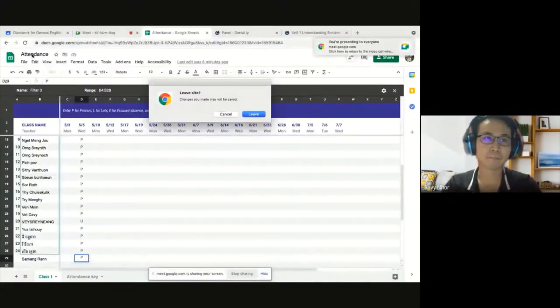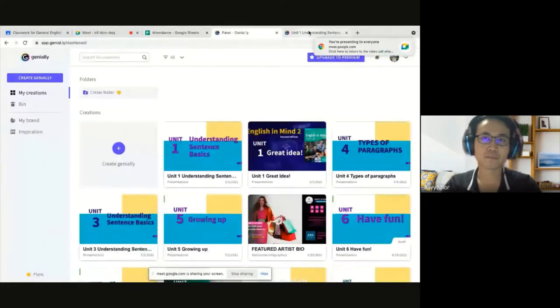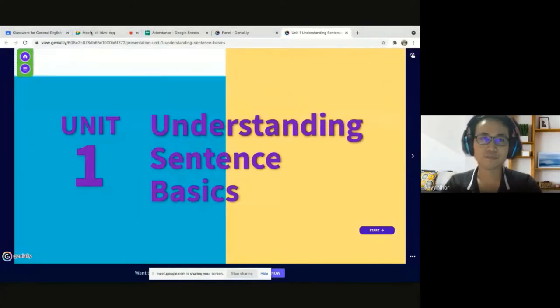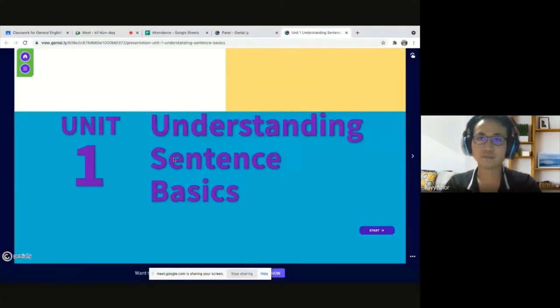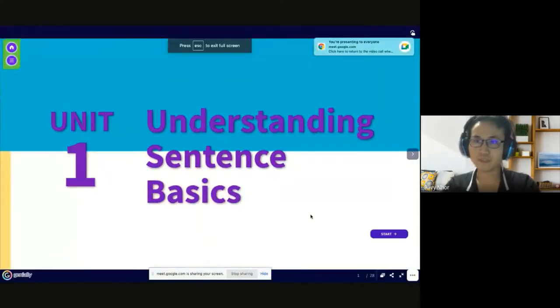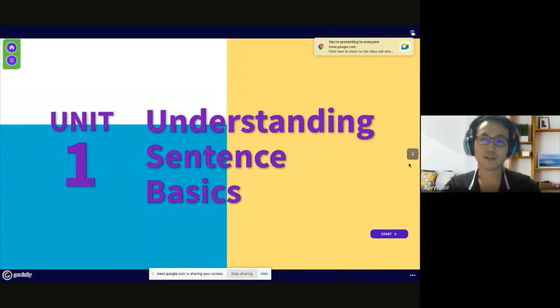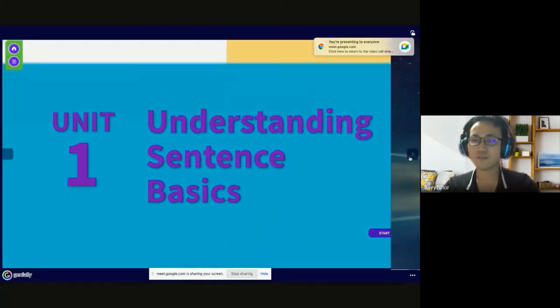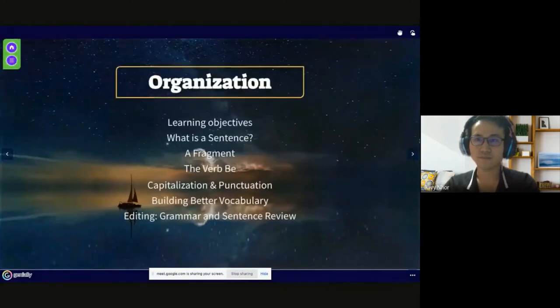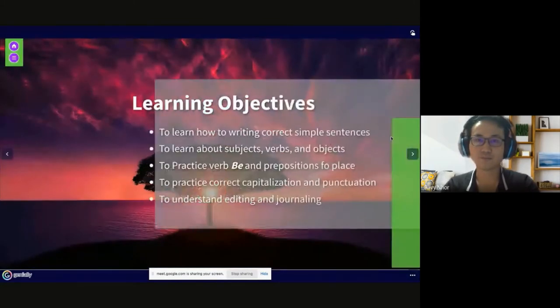All right, so we should start the lesson now. In the previous session, we learned something about understanding sentence basics. Can you tell me how many main parts of a sentence there are? Do you still remember it? The main parts of a sentence?